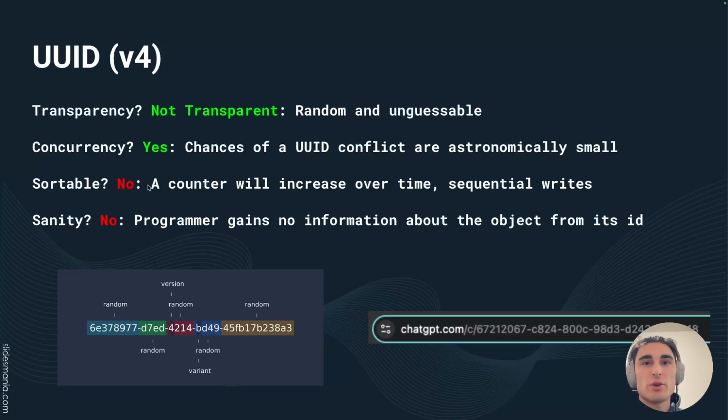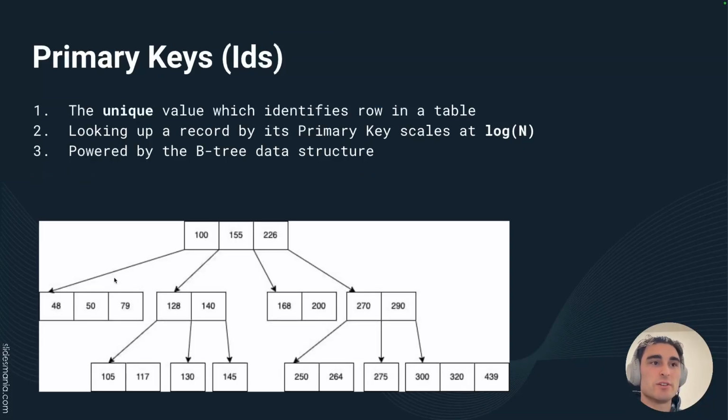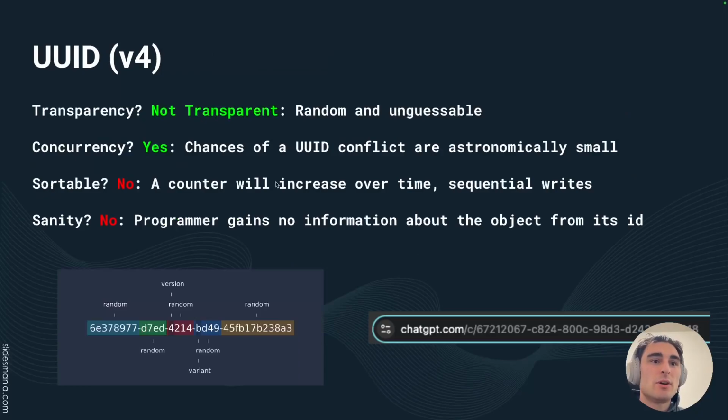Since every new UUID is 100% random, you're going to get inserts all over your B tree. You'll get one here, one here, one here, one here, one here, as opposed to saying, hey, it's 300, 301, 302, 303, which is going to degrade your performance a little bit. And you also don't get any sort of easy ability to reason about these IDs as a programmer. You don't get any information about what it is representing, how big it is, etc., etc.